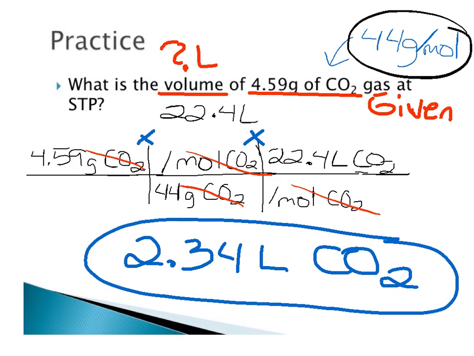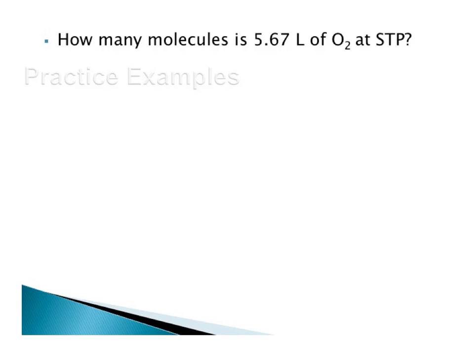Again, please make sure when you're doing this stuff, you read the question, see what it's asking you, make your conversion factors. Okay, and in our last example, we're being asked how many molecules is 5.67 liters of O2 at STP. Question is asking you for molecules, which is a representative particle. So this question is going to have something to do with the 6.02 times 10 to the 23rd. That's what it's asking you for.